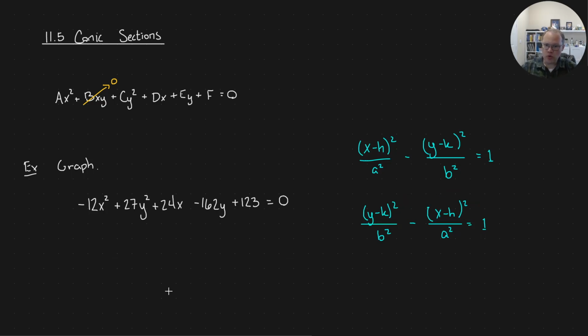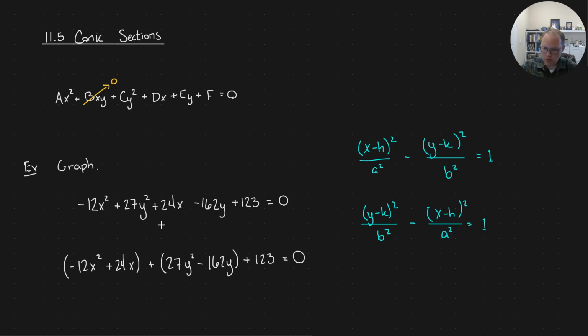Okay, so let's group my x's together and my y's together. Negative 12x squared plus 24x. Now group my y's together: 27y squared minus 162y. Leave the 123 over here for now, equals 0.